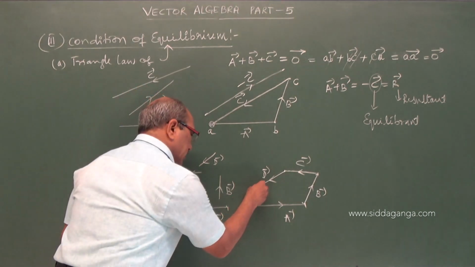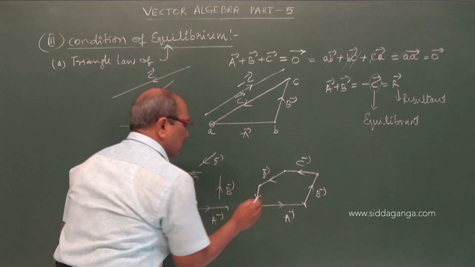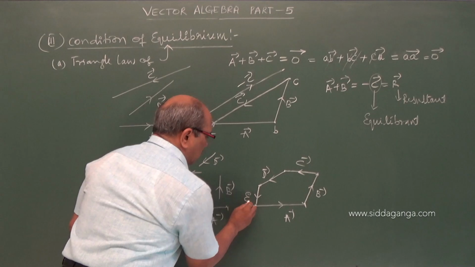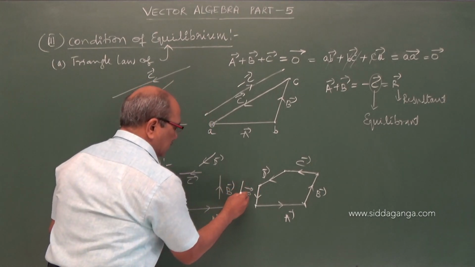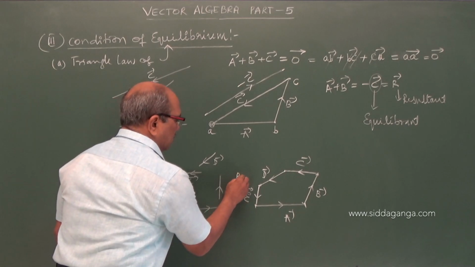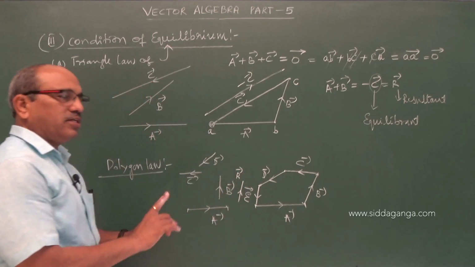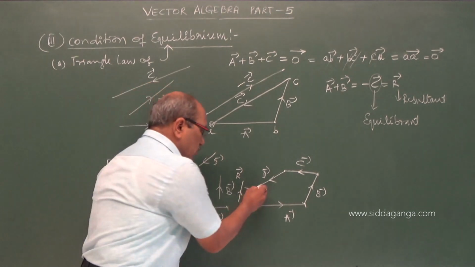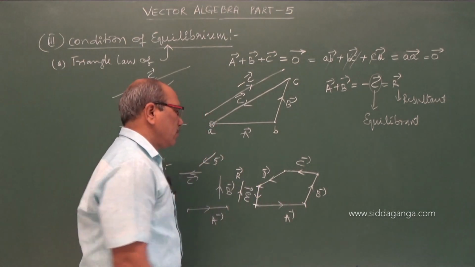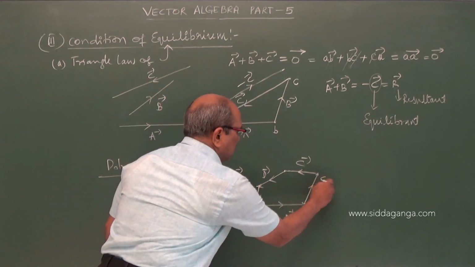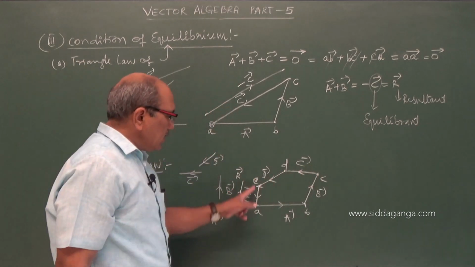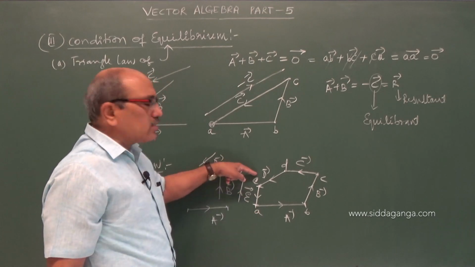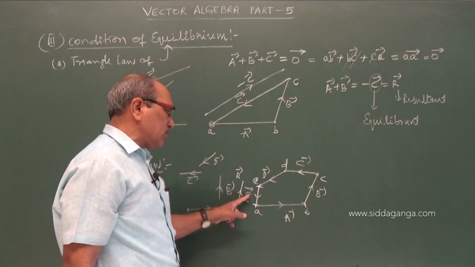Now if I take this as an equilibrant, and if I take this in the opposite direction, that becomes a resultant, only the direction changes. If this closing side is represented as A, B, C, D, E, then EA is the equilibrant and AE is the resultant, opposite in direction.